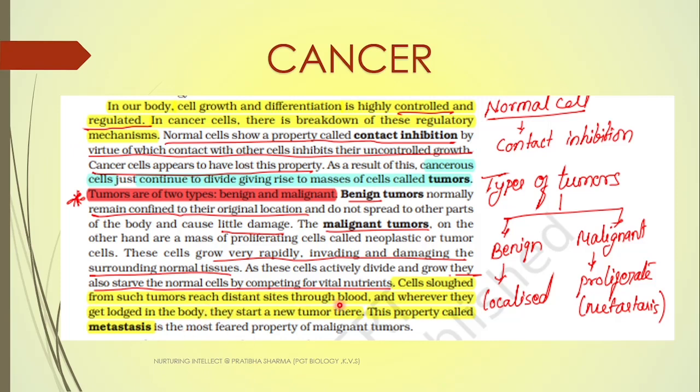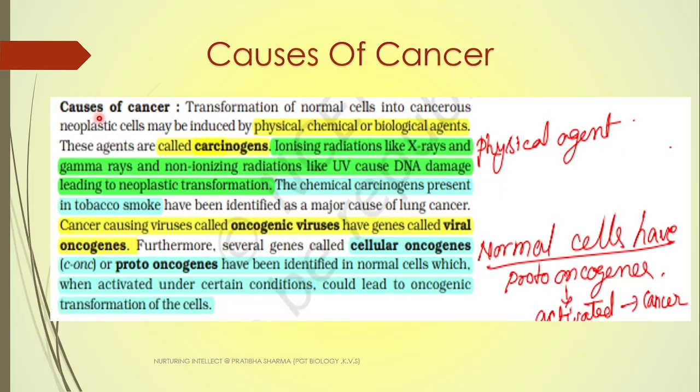ठीक है, so what is metastasis? The cells detach and they reach other parts of the body through blood, thus forming new tumors over there. What are the causes of cancer? So cancer causing agents are known as carcinogens.